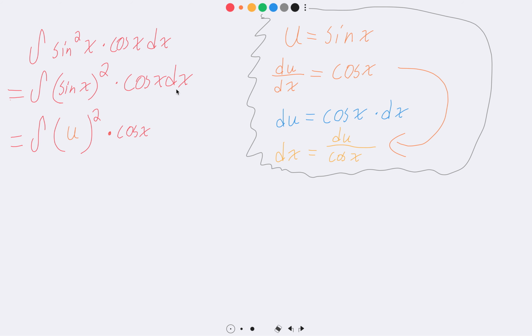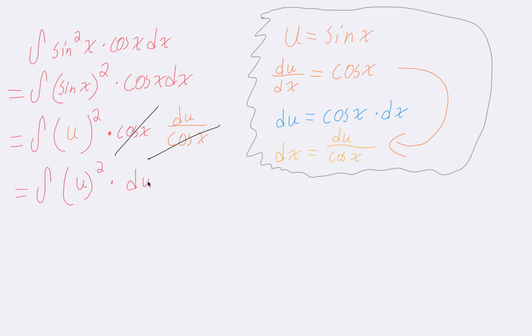Now, this dx, we said that dx equals du over cosine of x. Now this is where u-sub really shines. Cosine of x and cosine of x, these two cancel. What are we left with? We're left with the integral of u squared times du.